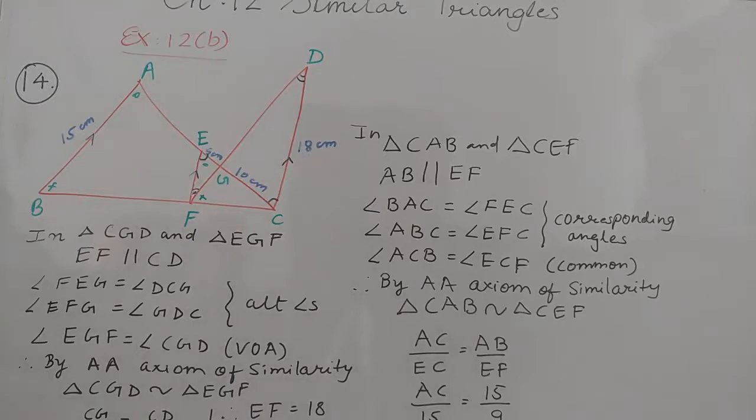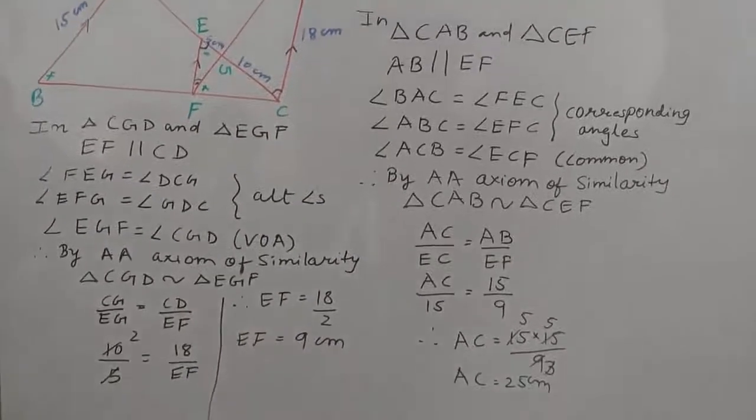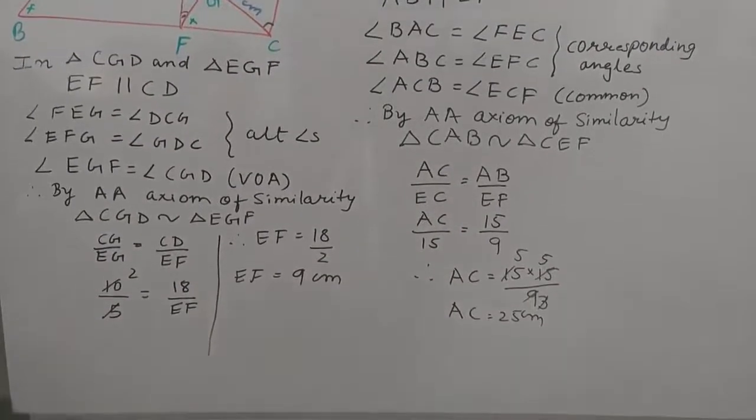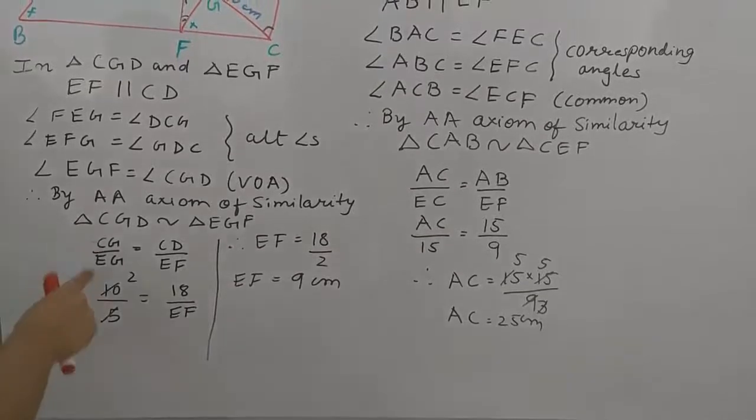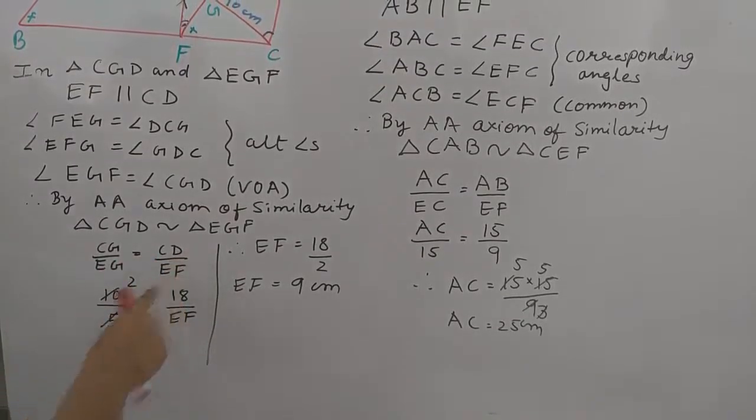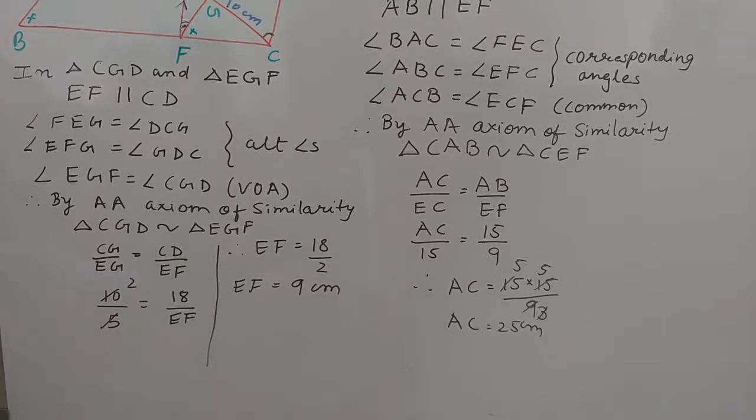So now, using the definition of similarity, I can show the calculation. First of all, CG upon EG is equal to CD upon EF, the corresponding sides ratio. 10 by 5 is equal to 18 by EF. So 5 2s are 10. EF, taking this side and 2 in division, 18 by 2. So I get the EF value as 9 centimeters here.